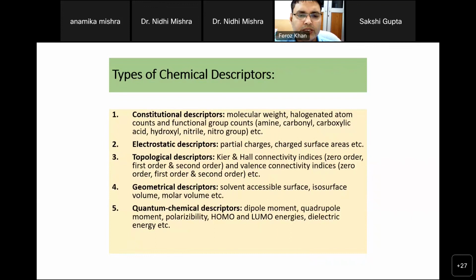Now come to the history of QSAR. QSAR is an old method, first used by Corwin Hansch in the 1960s. Hydrophobicity was first considered as a factor controlling the biological activity.